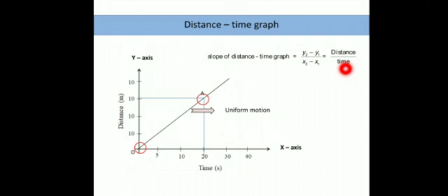Distance upon time is nothing but speed, whereby the distance is on the y-axis and time is plotted on the x-axis. So speed is equal to distance upon time, okay. And the formula for slope is used to find the inclination, how much inclined this line is. If the line is exactly vertical, the inclination is infinity. If the line is completely horizontal, then the inclination is 0, okay.